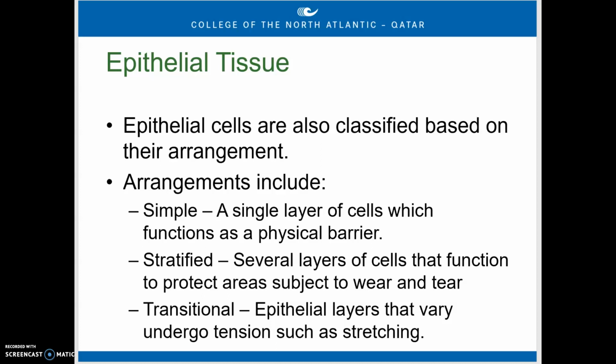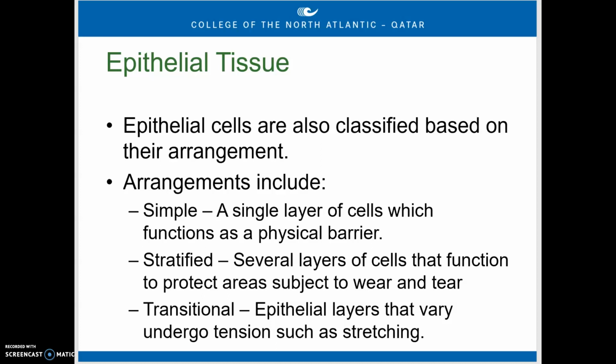We can have them stratified. Stratified is a fancy word for layered. Okay, so if a tissue is stratified, you find several layers of cells that can protect an area from wear and tear. For example, our skin is stratified epithelial tissue. We've got lots of layers of cells in our skin, which helps give us protection.